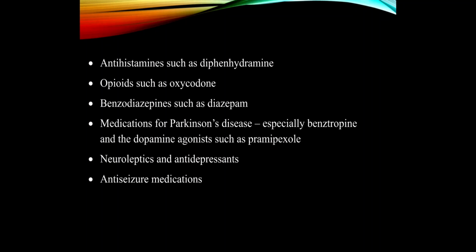Benzodiazepines can be taken for anxiety or sometimes sleep. So diazepam or Valium would be an example of that. Especially as you get older, these have a more negative effect on the brain and contribute to confusion. So medications for Parkinson's, I already mentioned benztropine, but also the dopamine agonists like pramipexole and ropinirole. And remember, we don't like to use these over the age of 65 because they contribute to confusion.